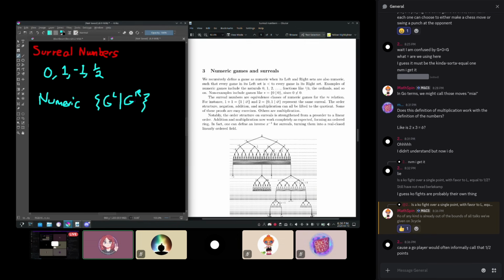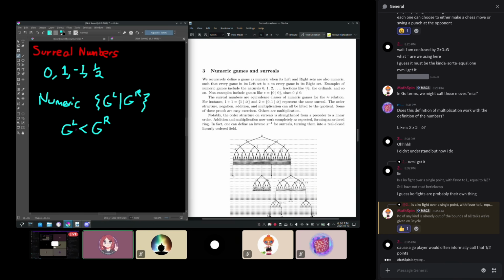It has to be made out of numeric games, but obviously if we just set this, then every single game would be numeric. This isn't interesting yet. The other condition is the interesting one. If we have anything in the left set, it has to be less than everything in the right set. That's the actual important condition here.